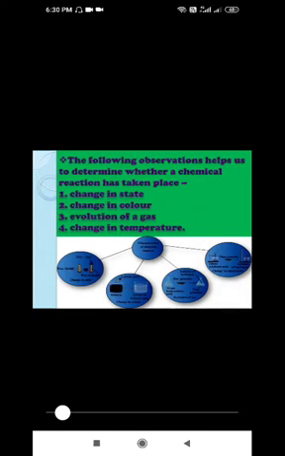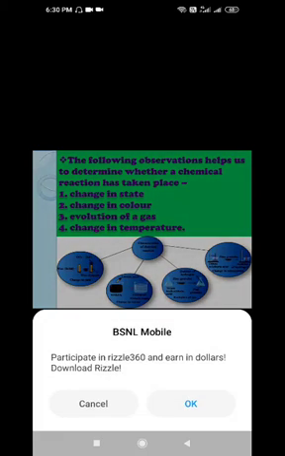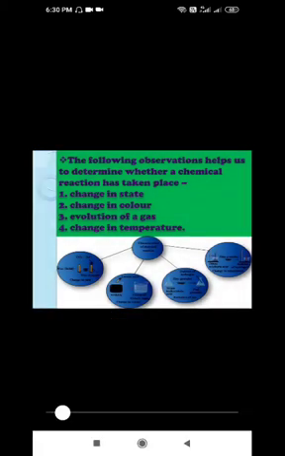You can see the first thing mentioned over here is change in state. Now what do we mean by change in state? Change in state means if there is a conversion of solid to liquid, liquid to gas, or gas to liquid, or something like that. This is what we generally call the change in state.